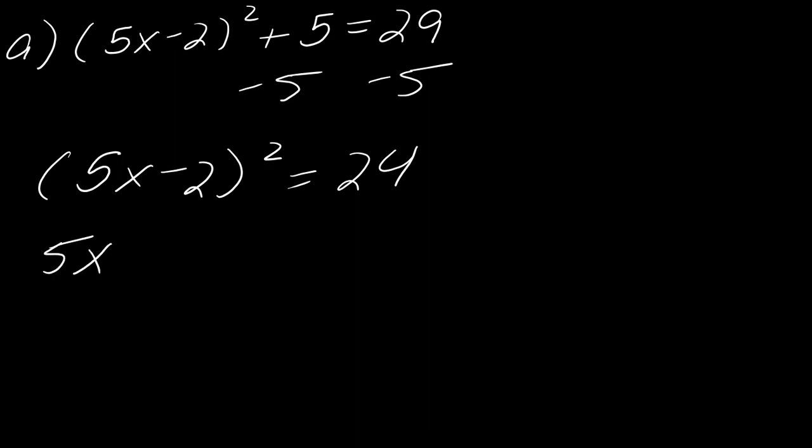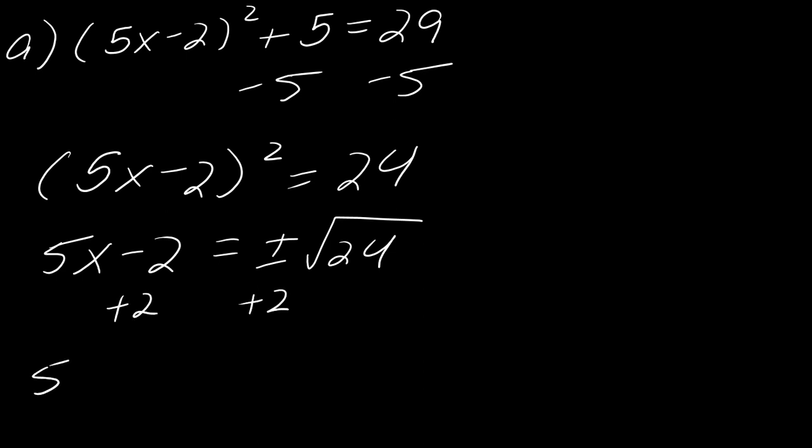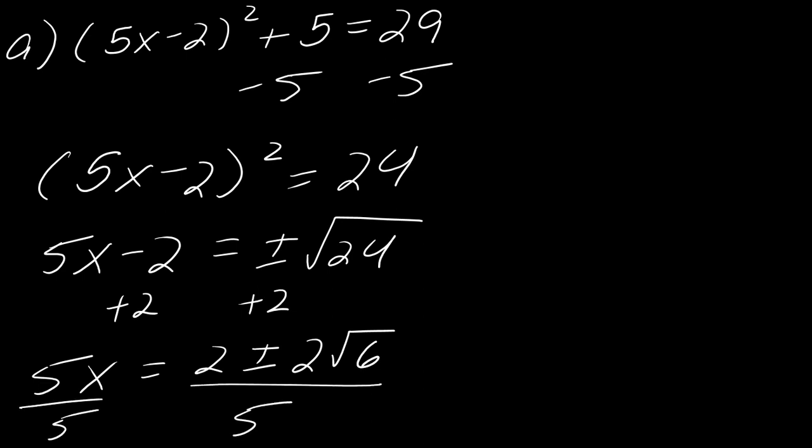Okay, so I'm going to have 5x - 2 = plus or minus the square root of 24. Now I'm going to add 2 to both sides. 2 plus or minus the square root of 24 will become 2 times the square root of 6. Then this one's slightly more awkward because now I'm going to divide everything by 5. So this will be x = 2/5 plus or minus (2 times the square root of 6)/5. Okay, so that's it for that one.